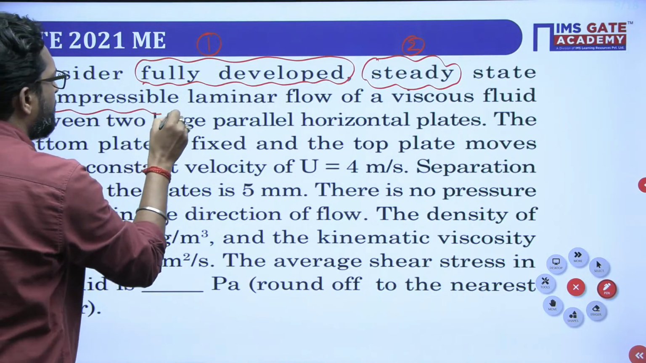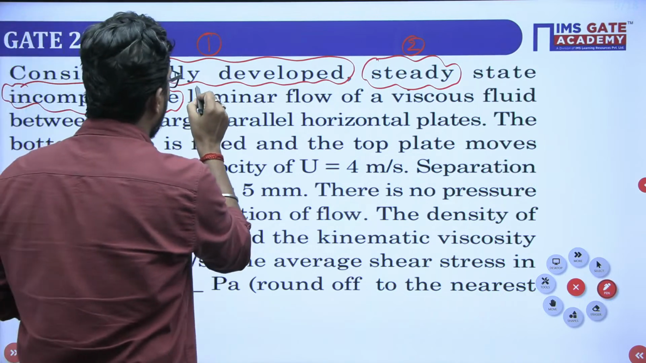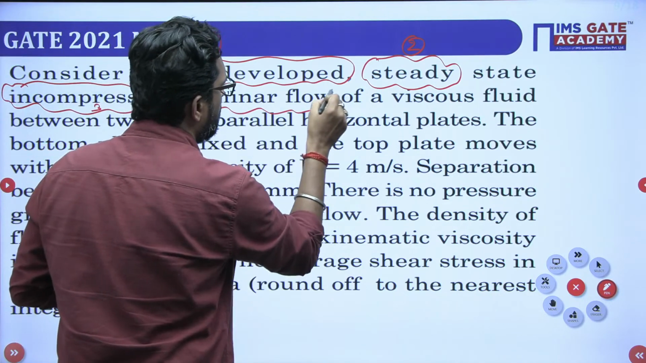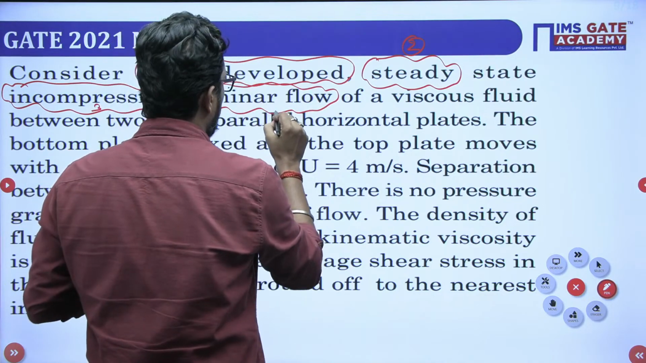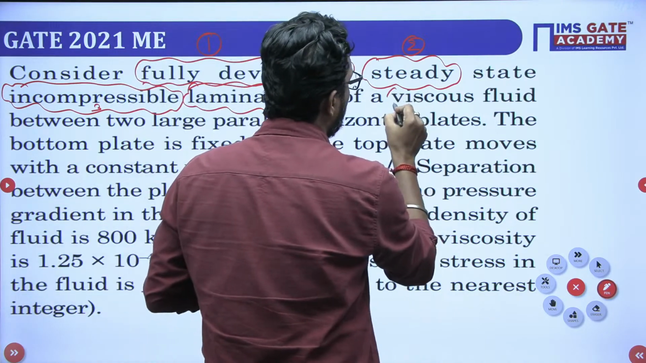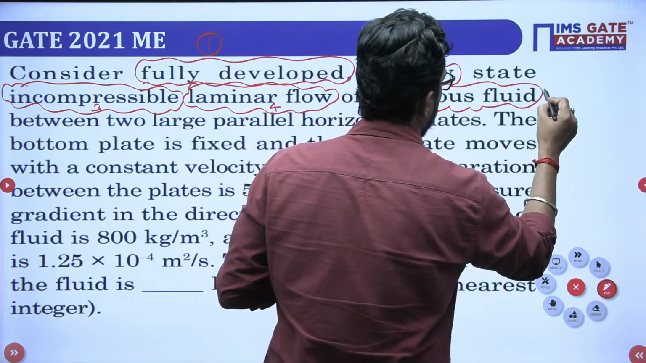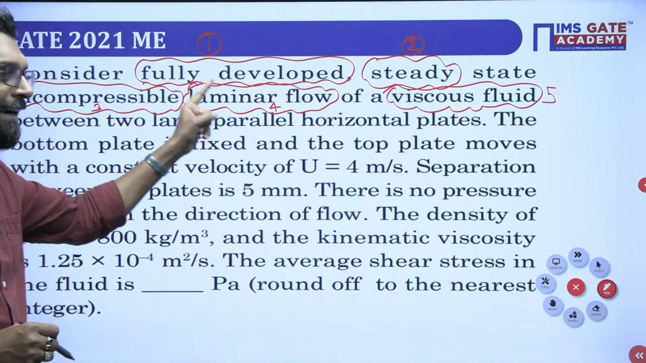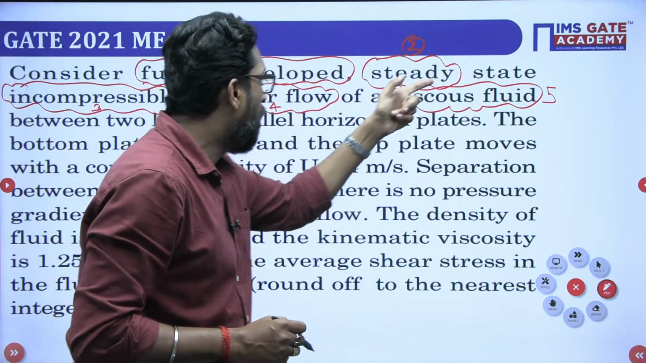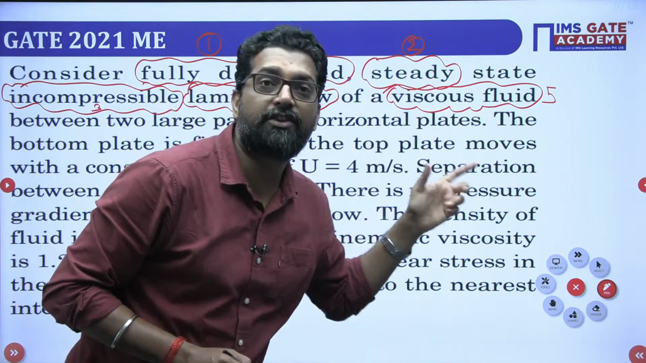Incompressible. What is the incompressible? Number third. Number fourth, laminar. So this is laminar. Number 5, viscous fluid. So these five terms are given: fully developed, steady flow, incompressible fluid, laminar flow, viscous fluid.